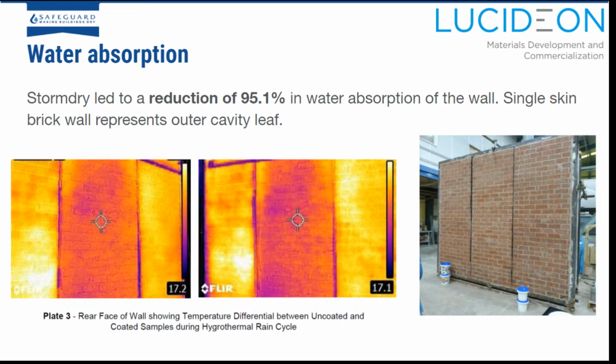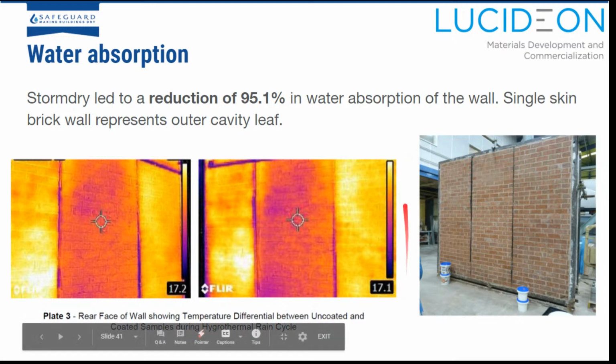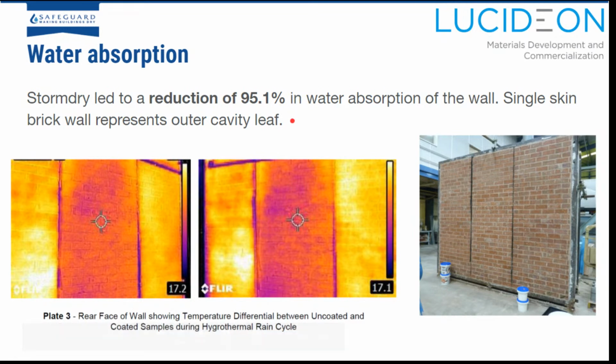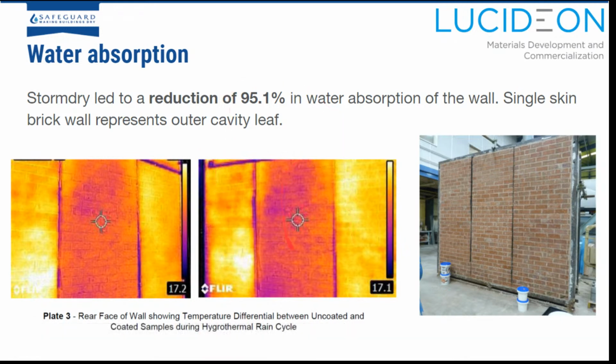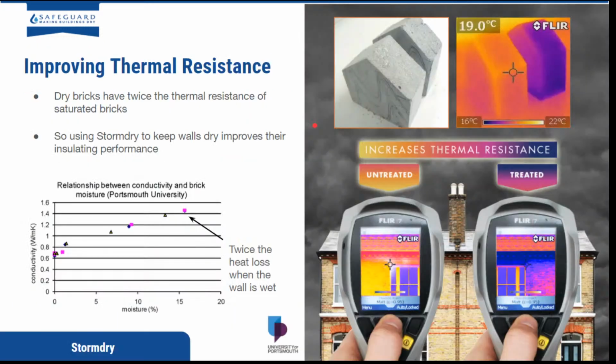So we did some testing at Lucideon, and they built a single skin brick wall which represents that outer cavity leaf, and we applied Storm Dry to two parts of it, these two here, and the central piece we left untreated. And then they exposed this to rain, and Storm Dry led to a reduction of 95% in the water absorption of the wall. And you can see here from the infrared camera that the parts treated with Storm Dry are much warmer than the parts not treated with Storm Dry. So it made a big difference in the rain penetration.